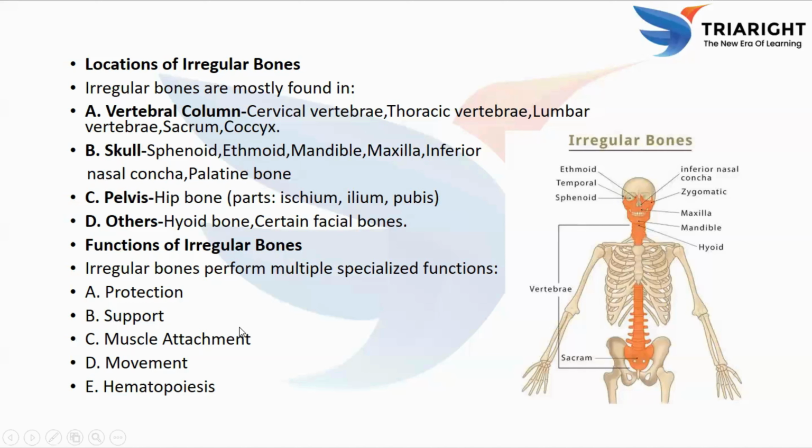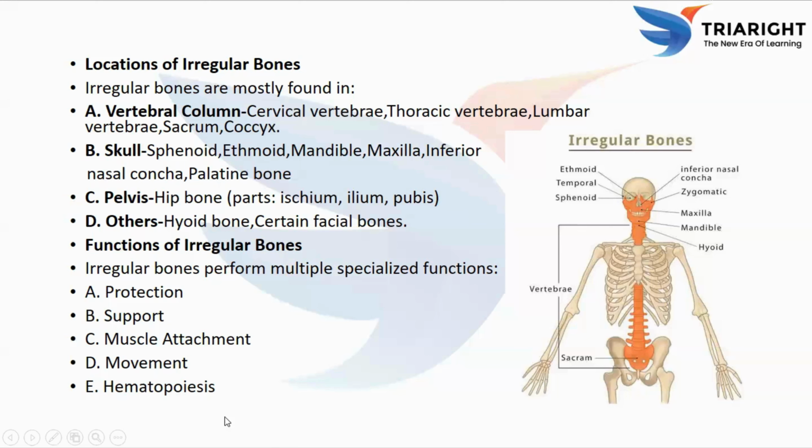So next, muscle attachment. Many projections serve as strong attachment points. For example, the mandible for chewing muscles. So next, movement. The vertebrae allow bending and twisting. The mandible allows chewing and talking.